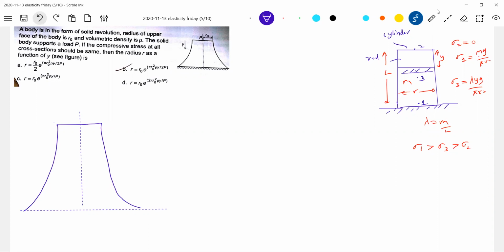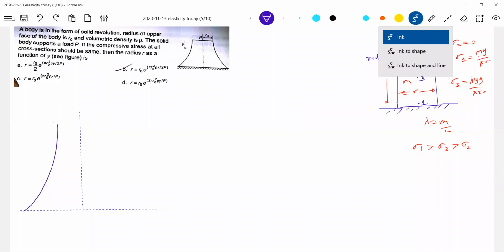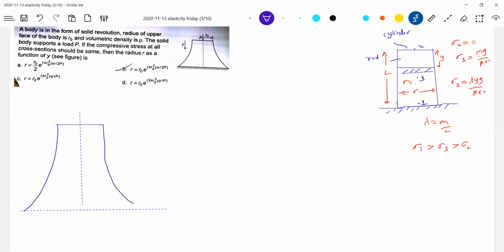Not coming, unable to draw it. Let me try. Not straight. Okay, it should be curved. Okay, fine. So some rough diagram.